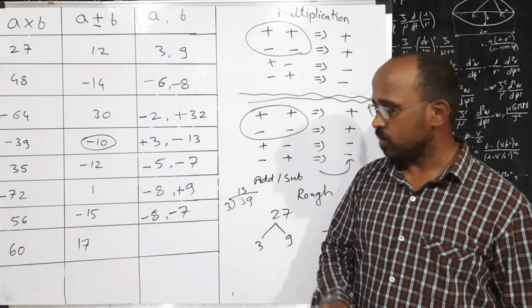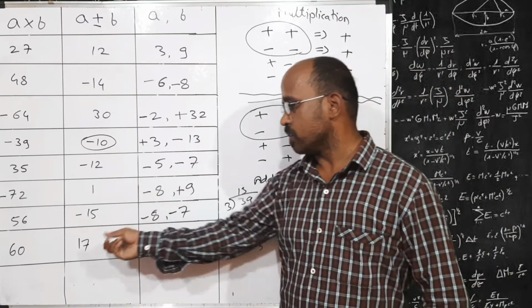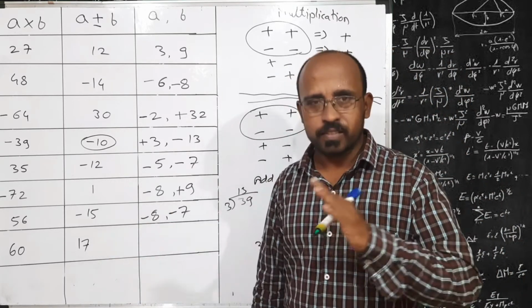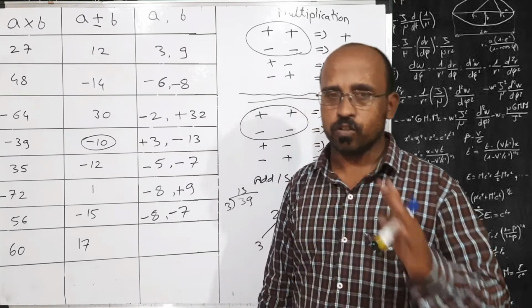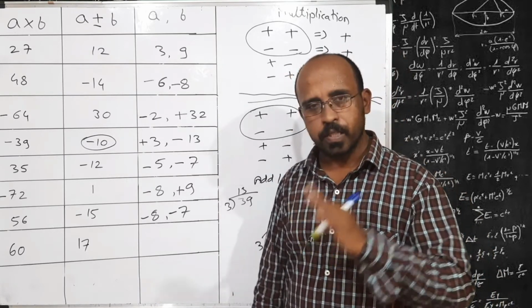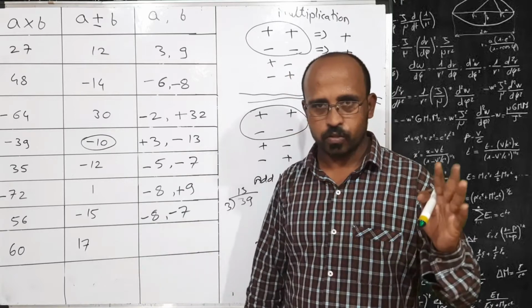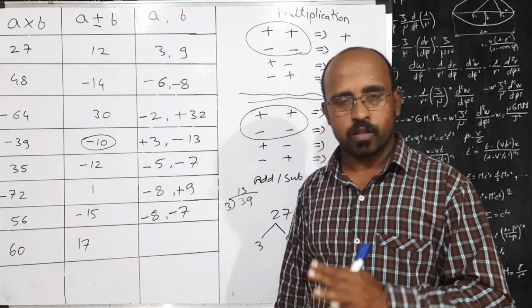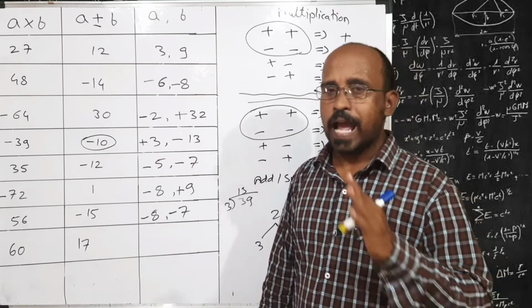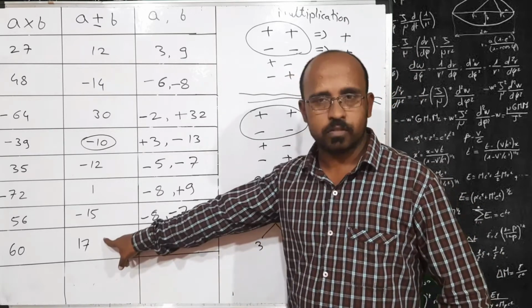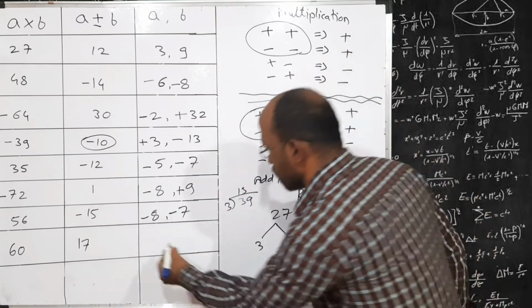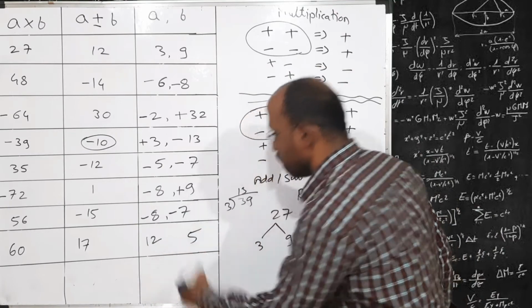30 2 is 60. Addition 30 plus 2 is not 17, not required. 15 4 is 60. Addition 15 plus 4 is not 17, not useful. 12 5 is 60. Addition 12 plus 5 is 17. So those two numbers are 12 and 5, right?